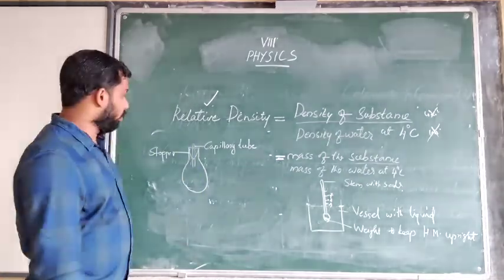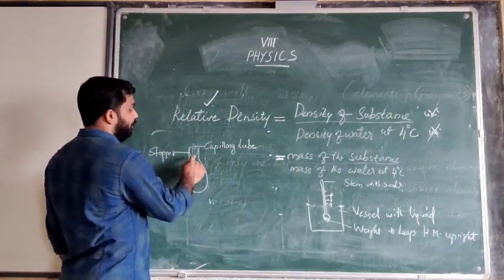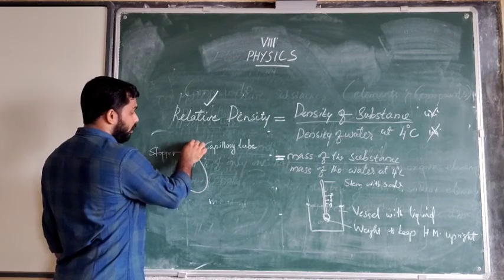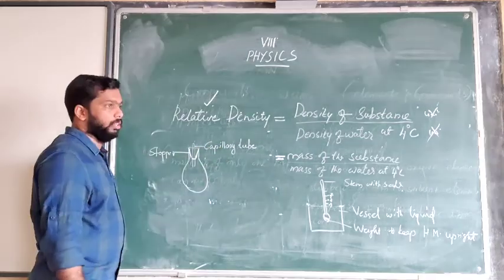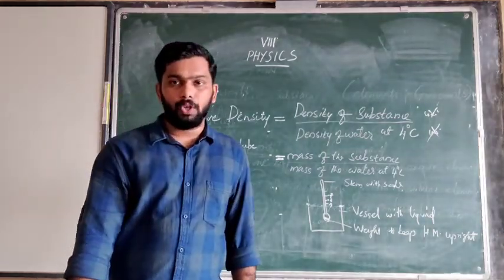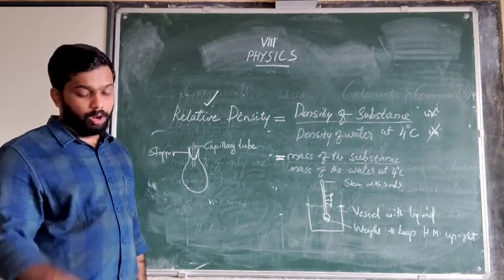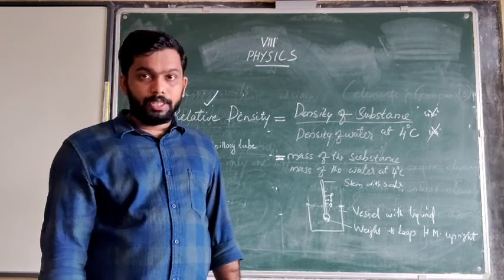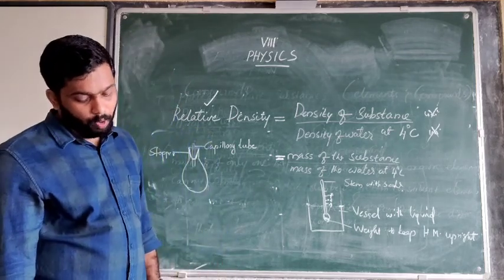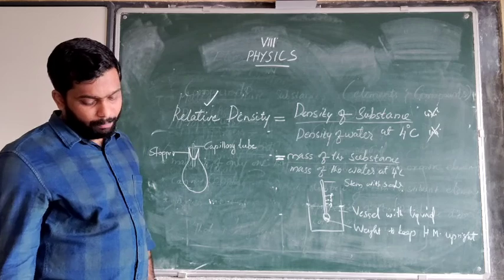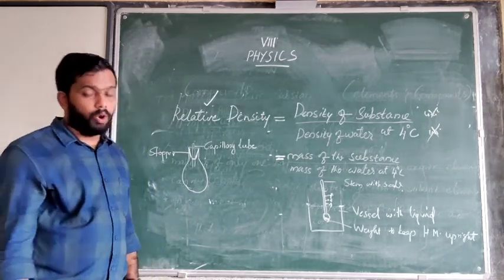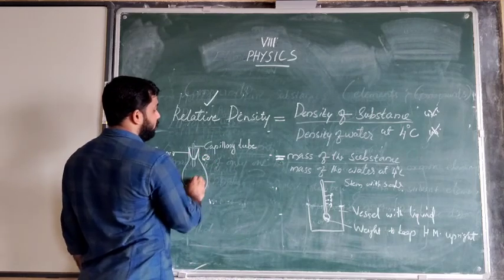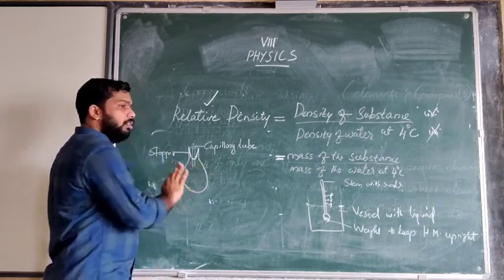In a density bottle, you are going to have a spherical flask, then a stopper, and a capillary tube. These are the main parts of a specific gravity bottle or relative density bottle. This is a glass bottle which has a stopper and a capillary tube. It has a fixed capacity which is generally marked on the wall of the bottle. Sometimes 50 ml, sometimes 25 ml, or sometimes 30 ml.